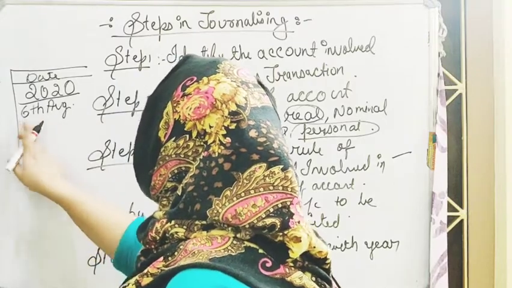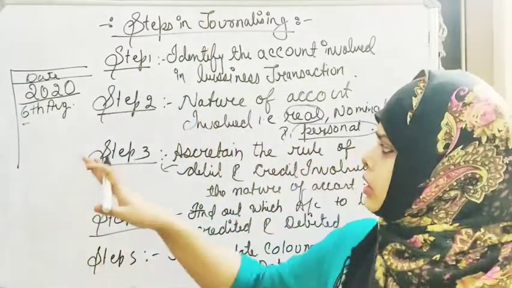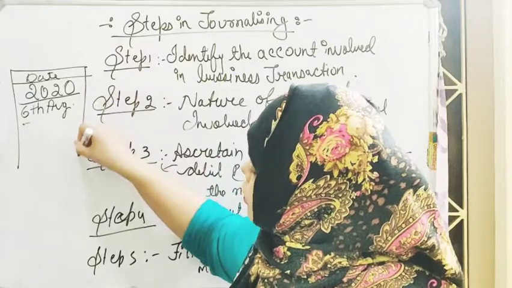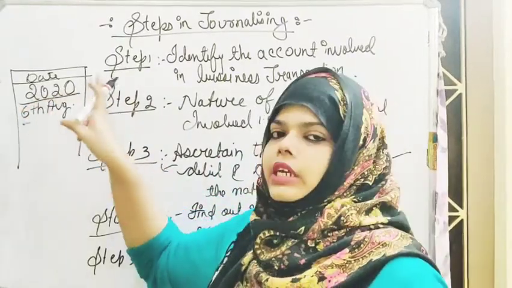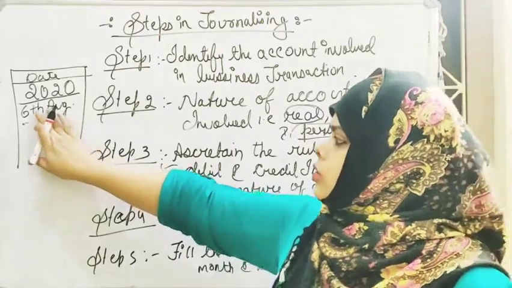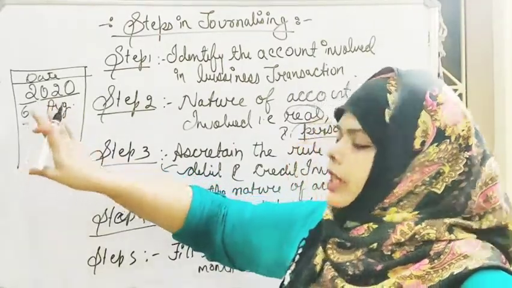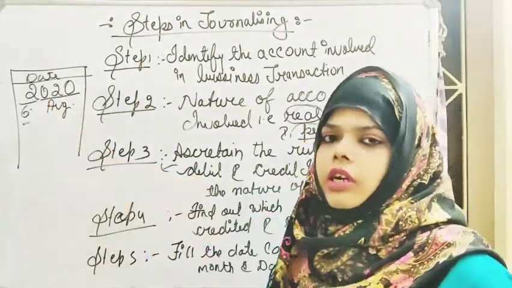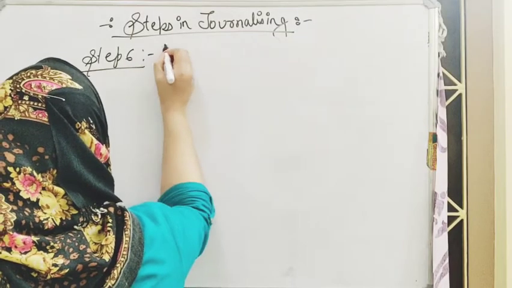So this is the normal procedure of writing a journal entry. In the date column, we'll first write the year, then the date, that is 6th August. No problem, if you can write 6th, it is okay. We'll write 6th August.